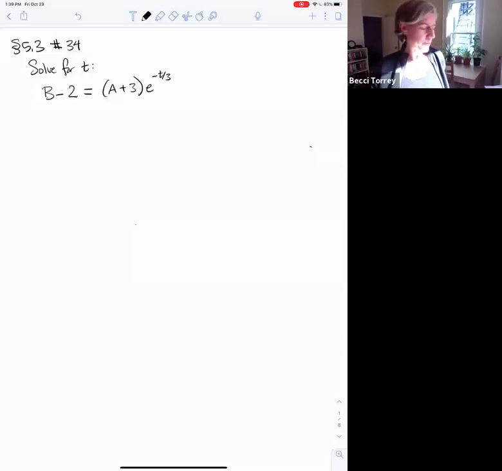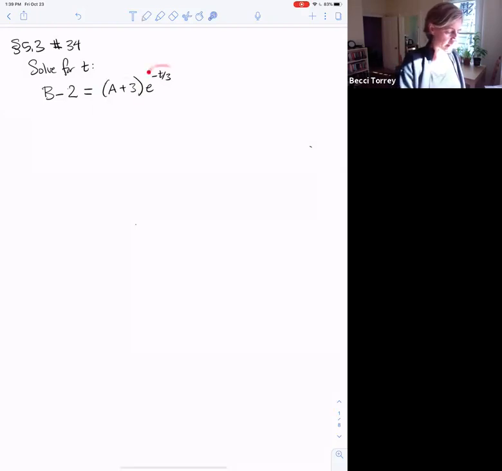Hello, Math 5a. We're going to solve this problem from section 5.3, number 34 from the textbook, Yoshiwara. It says solve for t, and the equation is b minus 2 equals a plus 3 times e to the minus t over 3. And so when we look at this, there are a lot of letters in here and not numbers, so we might be uncomfortable at first.